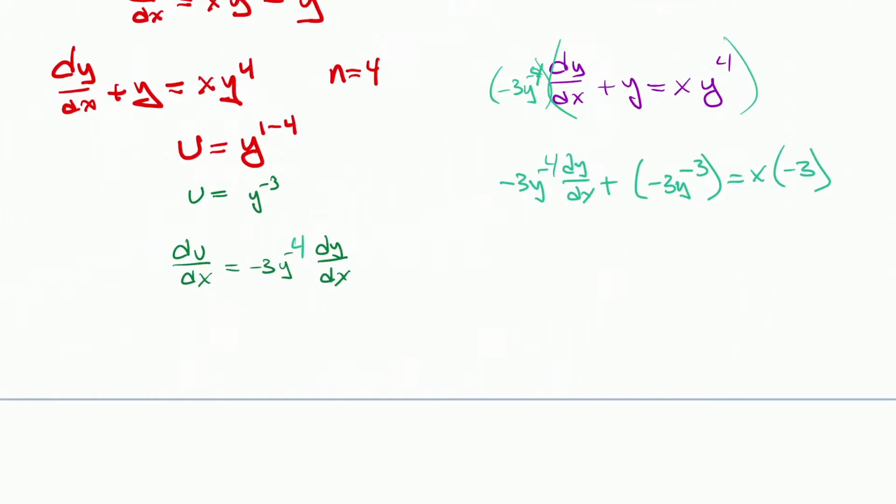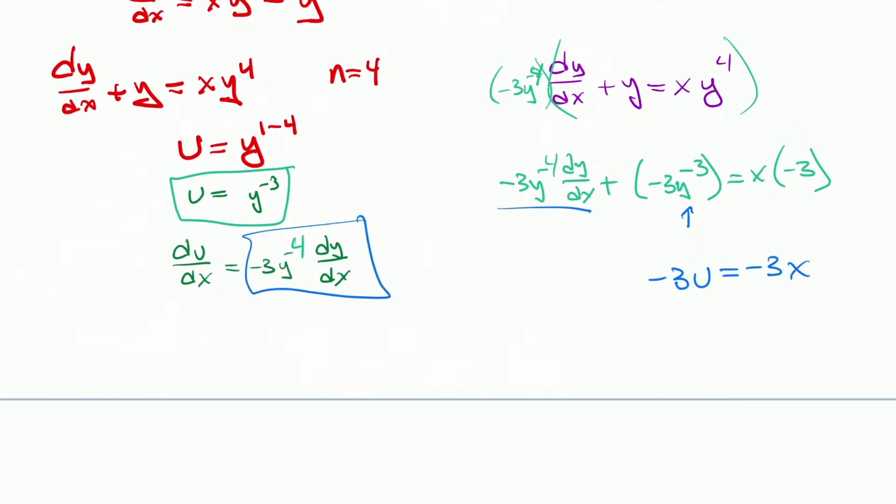Okay, no, we're almost there. So it's like magic. Look at how things canceled. Now let's actually do the substitution. So I've got u is equal to y to the negative third. That's right there. This is going to be negative 3u. And this mess right here, that's du over dx. And that's pretty much it.